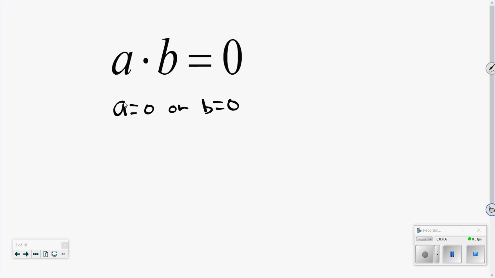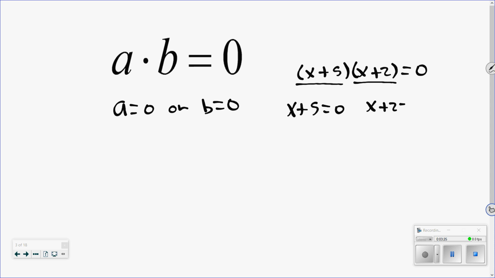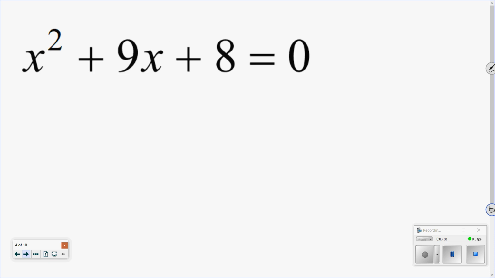So if I gave you an equation and I said x plus 5 times x plus 2 equals 0, well, the only way that can happen is if either x plus 5 equals 0 or x plus 2 equals 0. So if I solve those two equations, they'll give me my two answers. If I minus the 5 over, x equals negative 5. If I minus the 2 over, x equals negative 2. There's my two answers right there. This is the way we're going to try to solve these equations.